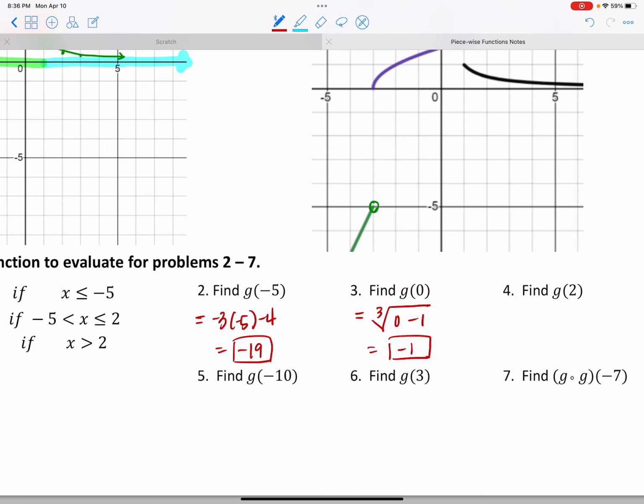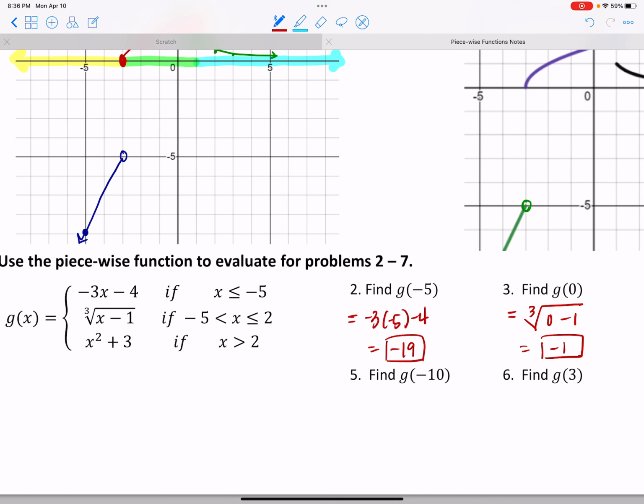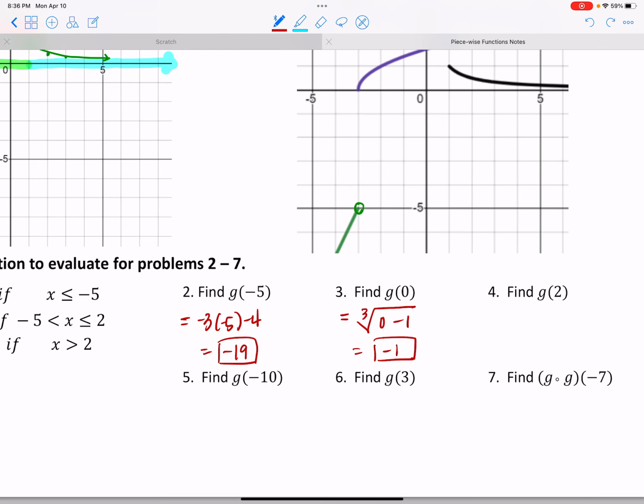And then g of 2, so 2 occurs here, 2 occurs here, but not included in the third one. Right, this is where 2 is included, where we're equal to 2. So again, I'm going to plug into that cube root function. So this would be the cube root of not 0 minus 1 or x minus 1, but 2 minus 1. So that's the cube root of +1, which is just 1.